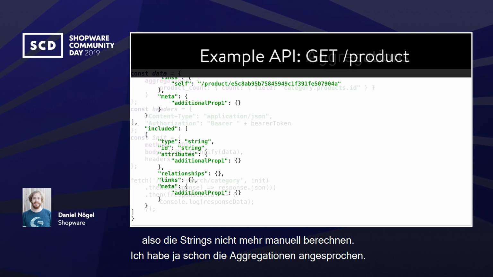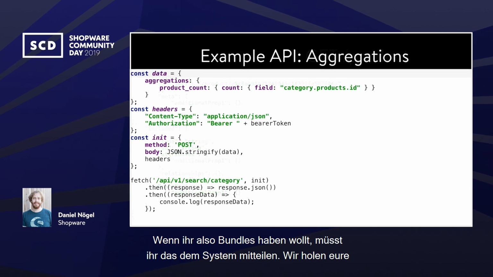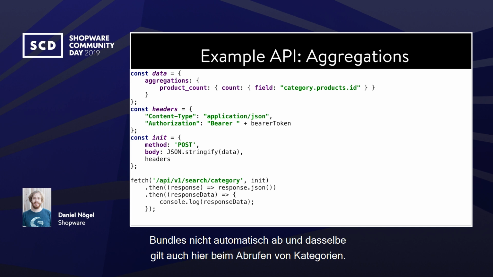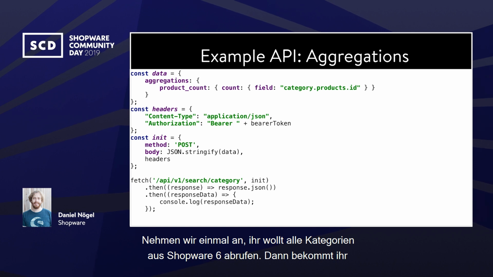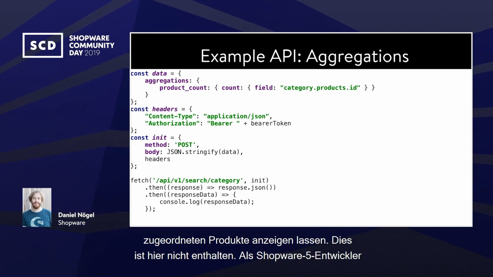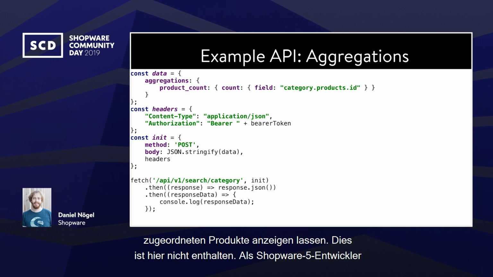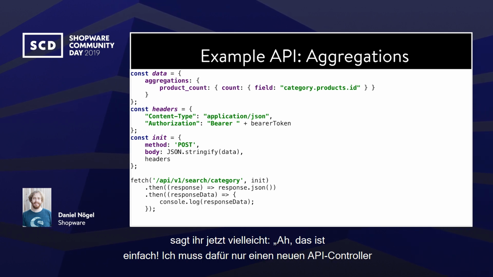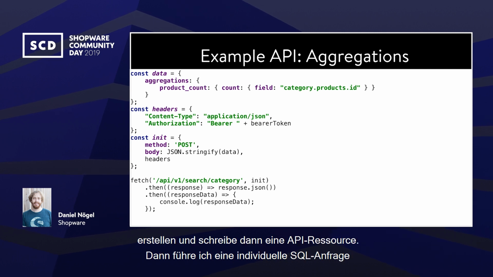I talked about aggregations earlier. So I said if you want to have bundles, you need to tell the system. We are not automatically fetching your bundles. And the same is applicable, for example, when you fetch categories. Let's say you want to fetch all the categories from Shopware 6, and of course you will get a listing of categories. But now you want to have the number of products assigned to each category, and this is not included. So if you're a Shopware 5 developer, you will be saying, that's easy, I simply need to create a new API controller for that, and then I will write an API resource, and then I'm doing a custom SQL query to also get that information. In Shopware 6, this is not true anymore.